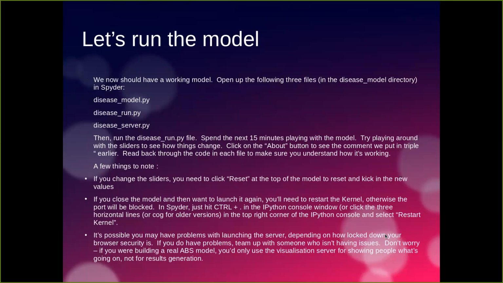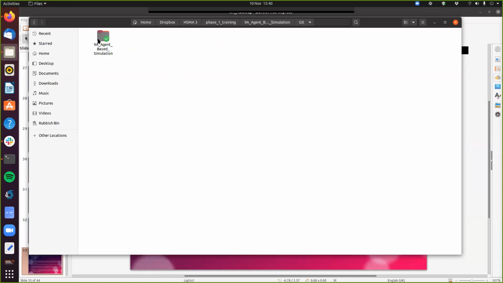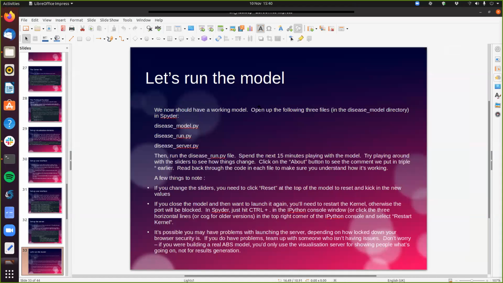So you should now have a working model. If you've downloaded the materials, you should have a folder called disease_model. And in that folder, there should be 3 files: diseasemodel.py, diseaserun.py, and diseaseserver.py. So let me just show you. You should have this disease model, not this one, not the one with data collectors. You should have this one, disease model. If you go into that, you should see there are these 3 PY files. And those 3 PY files are what we're going to be running now.